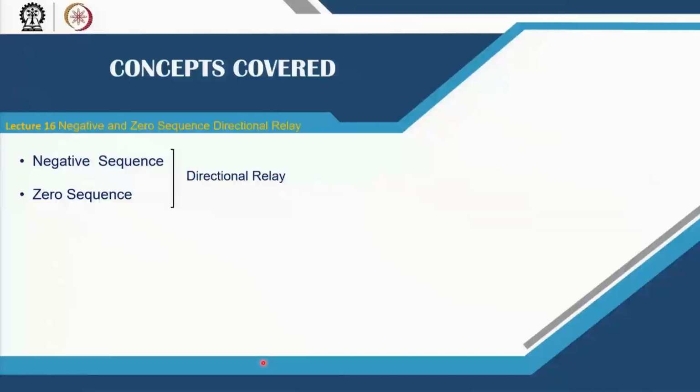Welcome to NPTEL Power System Protection course, Module 4 on directional relaying, lecture 16 on negative and zero sequence directional relay. In this lecture, we will explain negative sequence and zero sequence component based directional relaying principles, how they can be useful for identifying the direction of fault.